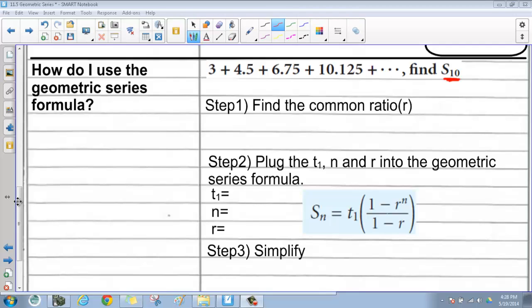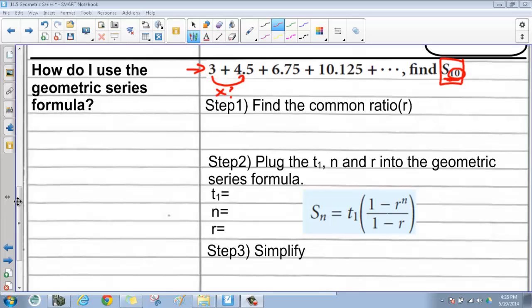Okay, let's do this. Let's figure out how to use the geometric series formula to find S sub 10. That's what our goal is. We want to find S sub 10, so we want to find the sum of the first 10 terms of this series that's given to us. Well, step number 1 is to find the common ratio, or figure out what do you take and multiply this 3 by to get 4.5.